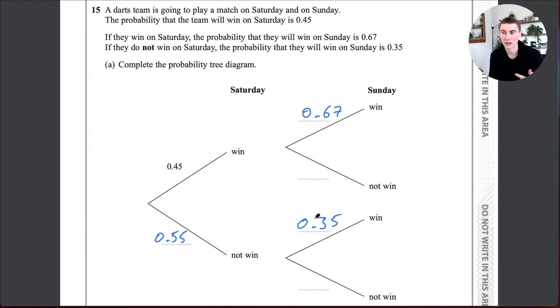And then we just use that rule that they have to add up to 1 again. So this and this have to add up to 1. So I do 1, take away 0.67, do my calculator, it is 0.33. And for this one down here, we do 1 minus 0.35, which is 0.65. And that's it, we've completed our tree diagram.